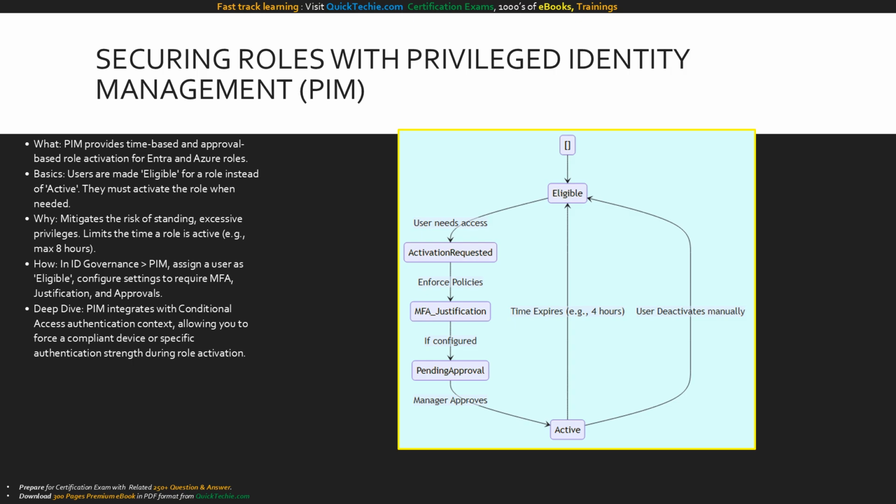The user starts in the eligible state. They have no elevated permissions yet. When they need to work, they request activation. The system immediately enforces policies, asking for MFA and a written justification. If an approval workflow is configured, it pauses in pending approval. Once approved, the user enters the active state and can do their job. Finally, once the timer runs out, the system automatically drops them back to the safe eligible state. No standing access is left behind.